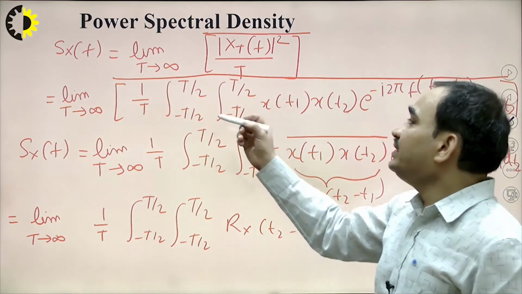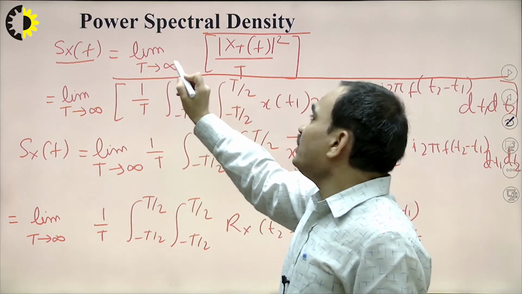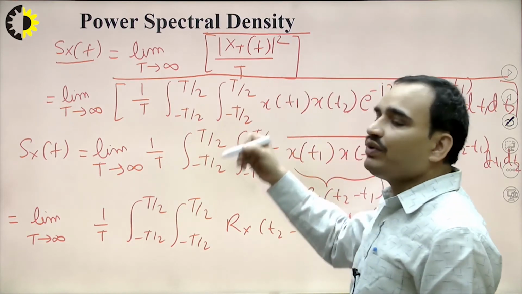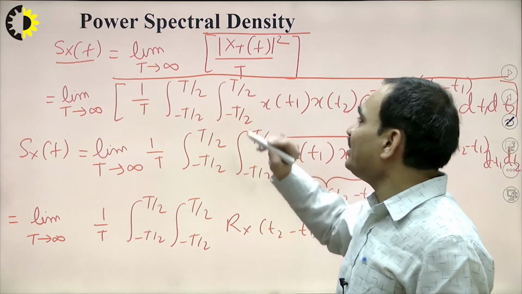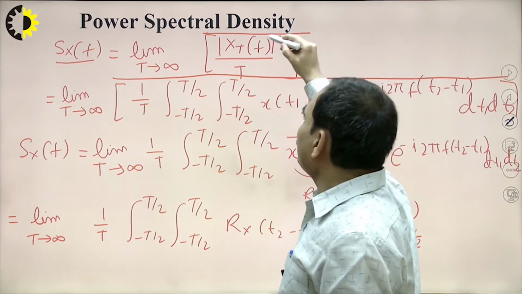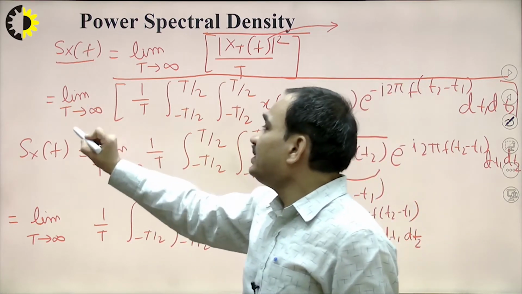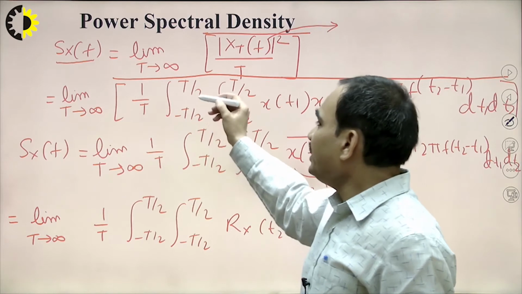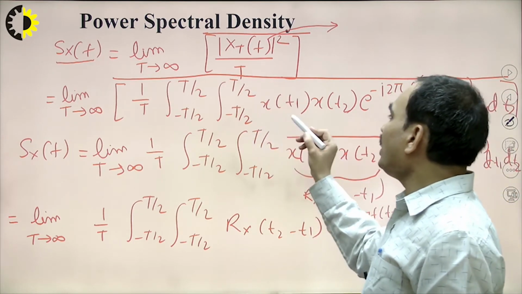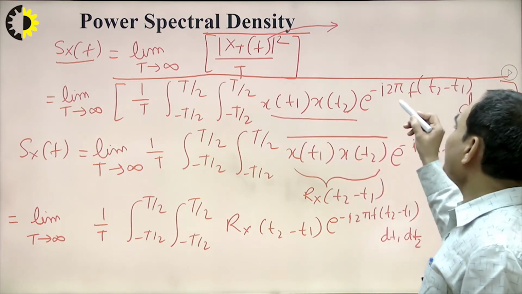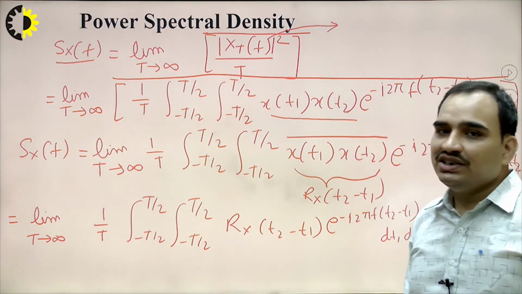Now let's write the power spectral density S_X(f), which equals the limit as T tends to infinity, and this is the formula, equation 1, which we already discussed at the start of the lecture. It is given by the magnitude square of X_T(f) divided by T. Substituting the value of this Fourier transform X_T(f) from equation number 4, we get the limit as T tends to infinity of 1 by T, the integration from minus T by 2 to plus T by 2, and the second integral for the second time instant from minus T by 2 to plus T by 2, of x(t1) x(t2) e raised to power minus j 2 pi f (t2 minus t1) dt1 dt2.